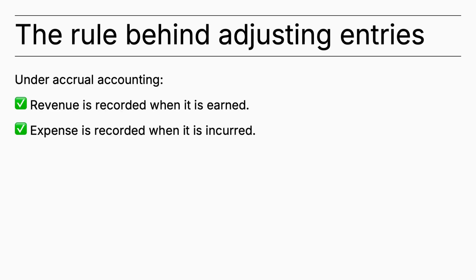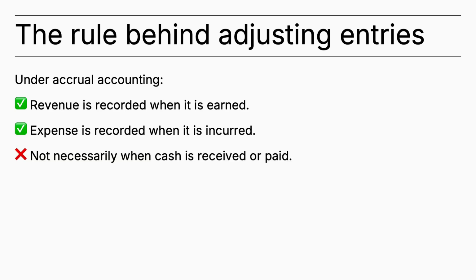Let's summarize today's lesson with the rule behind adjusting entries. Under accrual accounting, revenue is recorded when it's earned, and expense is recorded when it's incurred. Notice that the rule doesn't say that revenue is recorded when cash is received or that expense is recorded when cash is paid. That's because accounting focuses on economic activity rather than the movement of cash. Throughout this lesson, we've seen that cash movement and economic activity don't always happen at the same time. That's why adjusting entries are necessary.